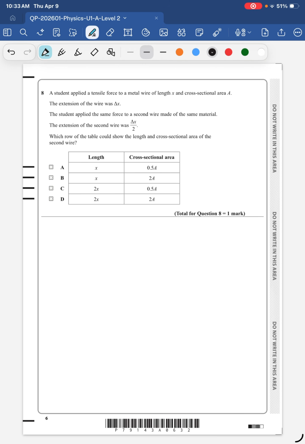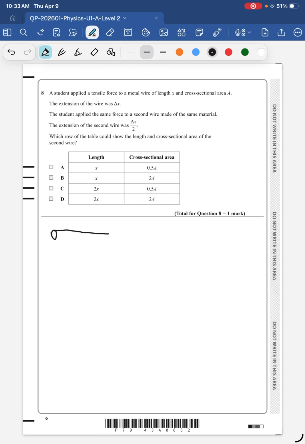Let's move on. Okay, question 8. A student applied a tensile force to a metal wire of length x and cross-sectional area A. The extension of the wire was delta X. The student applied the same force to a second wire made of the same material. The extension of the wire was delta X over 2. Which row of the table could show the length and cross-sectional area of the second wire? I worked this out the long way, I would say. So if you can think of an easier way, please let me know in the comments. But this is what I did.